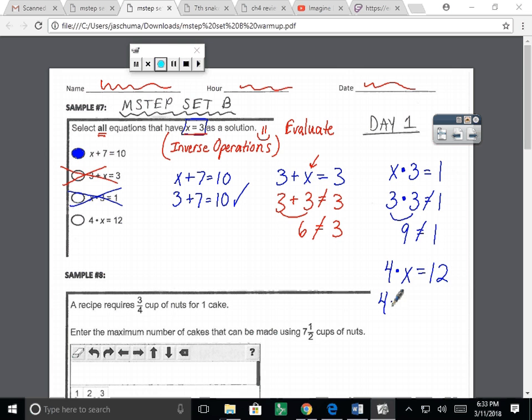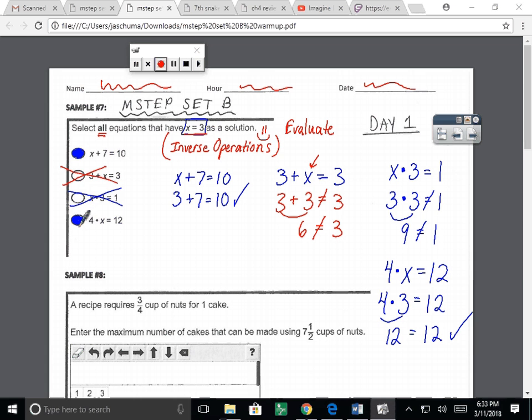So let's keep everything the same, but take out the x and put in a 3. My question to you is, what is 4 times 3? Hopefully you'd say 12. And in this case, it checks out. You found another good possibility. There were 2 good answers.